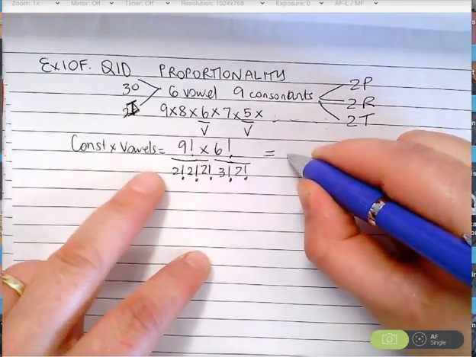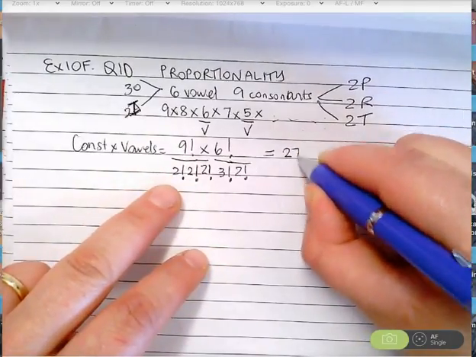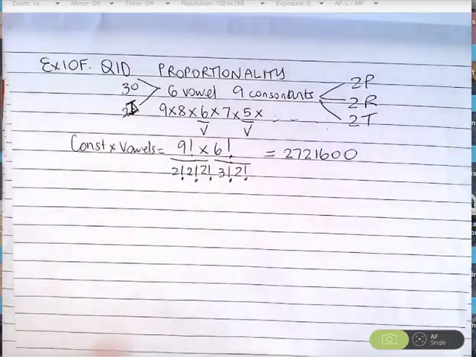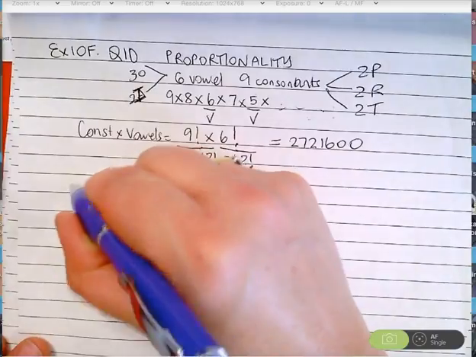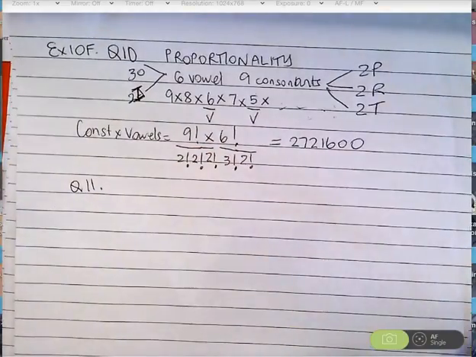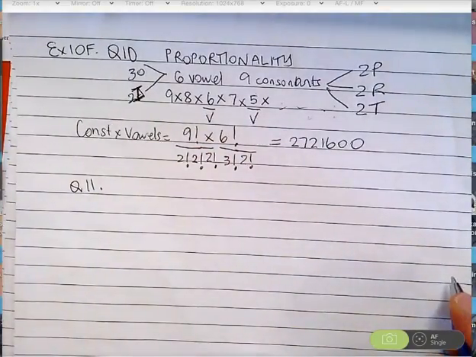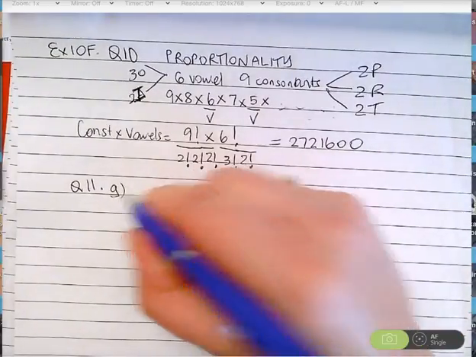Whatever answer you get for that is? Altogether? Yep. 27216. Okay, 2,721,600.